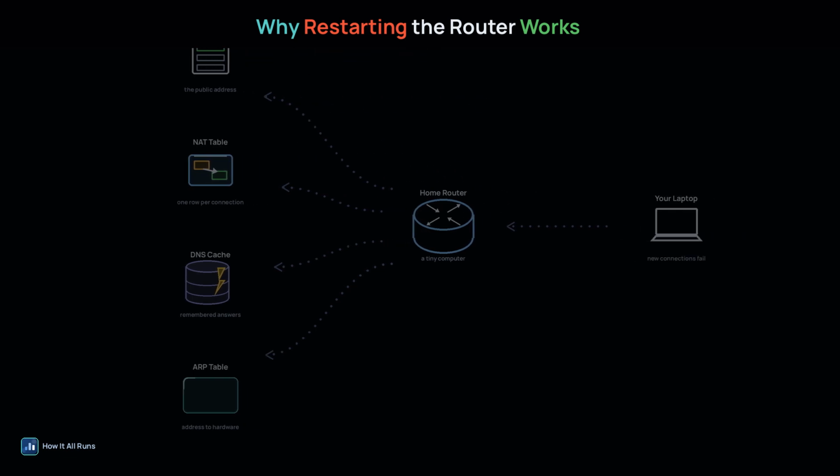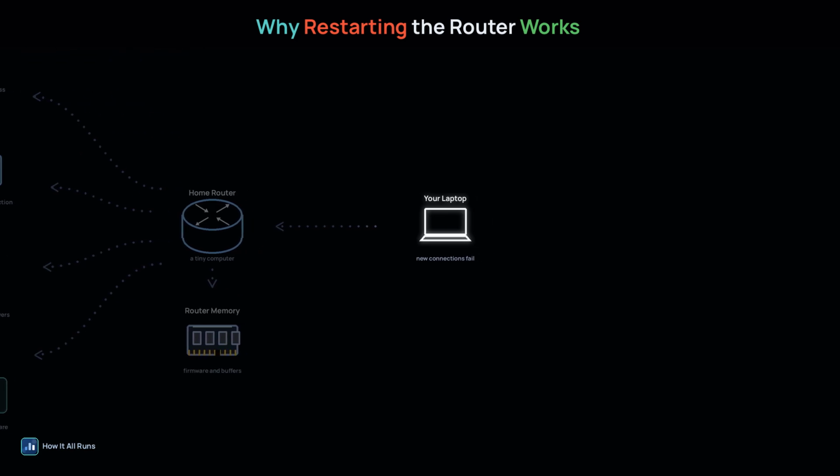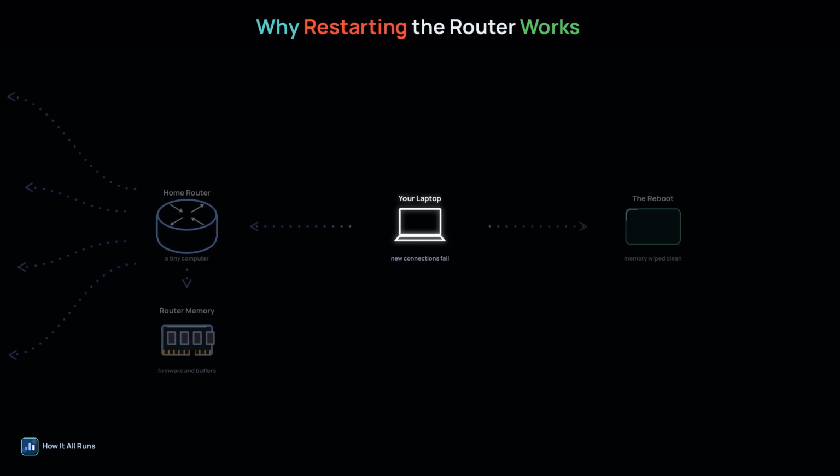Underneath all four sits the router's own memory. Cheap firmware leaks it slowly, and a wireless driver can wedge under sustained load, so the hardware itself gets tired over weeks of uptime. The reboot touches every one of those at once. Let us walk through what actually fails first, what the power cycle really erases, and why the relief you feel afterwards is only ever temporary.